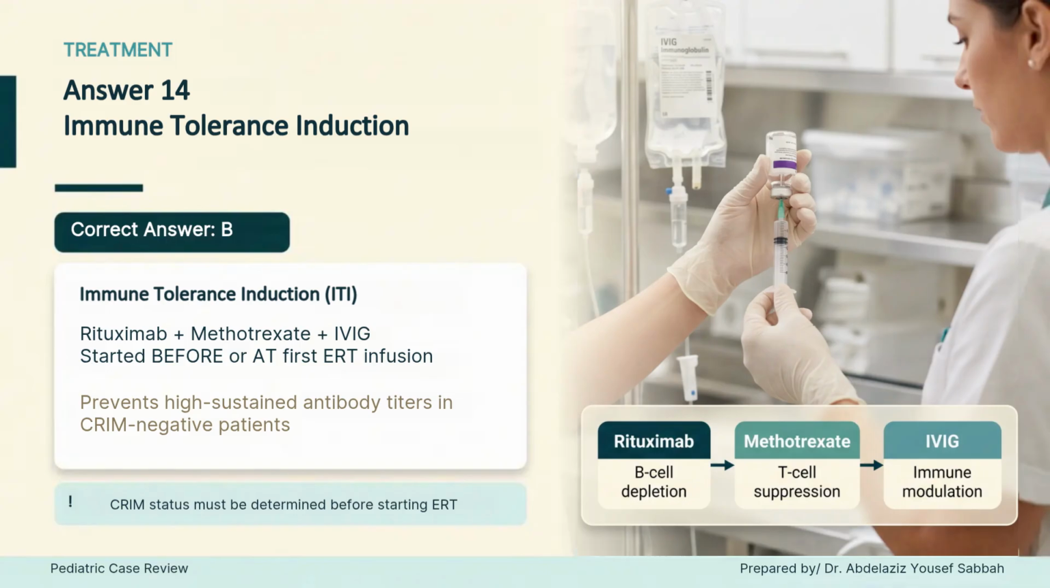The correct answer is option B, immune tolerance induction. High sustained antibody titers against the replacement enzyme can neutralize the therapy and lead to declining motor function.